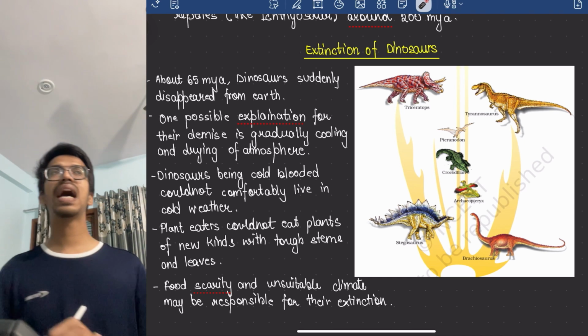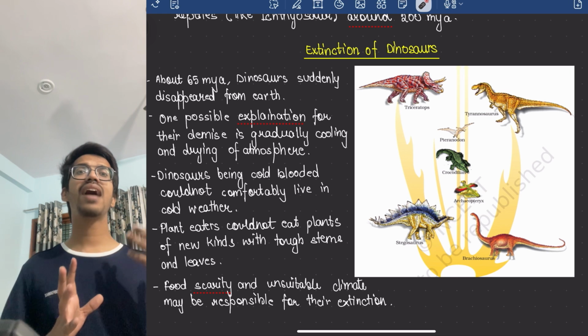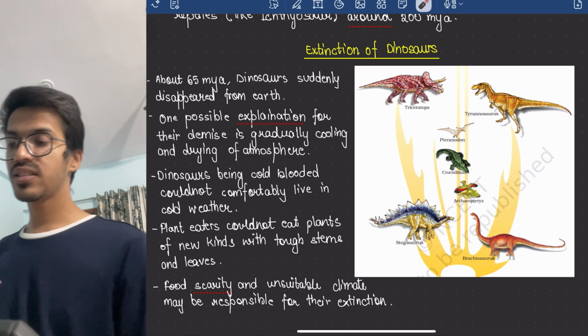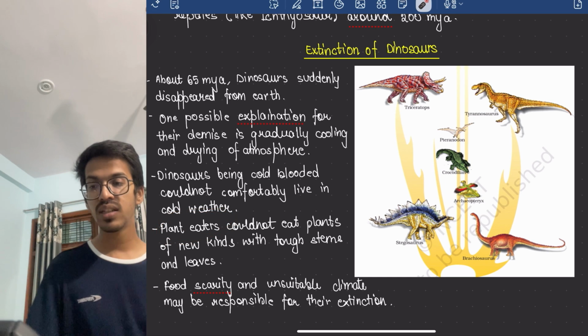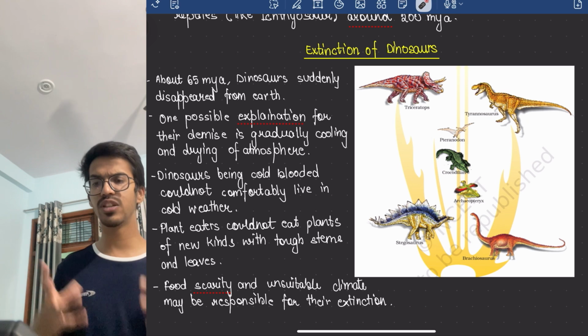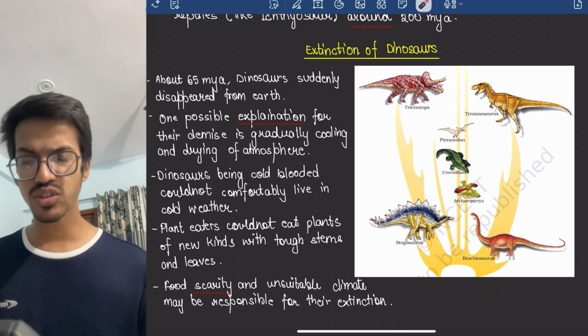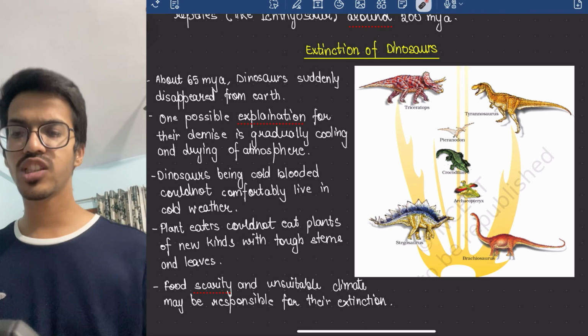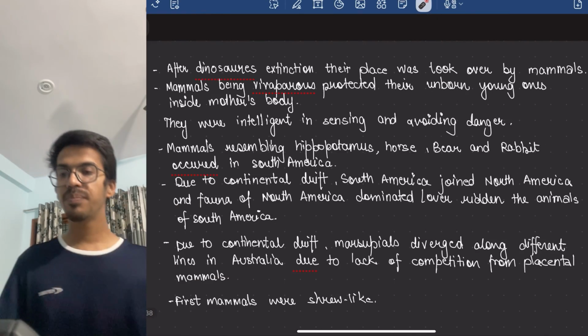Some even felt that they might have evolved into birds, and there were certain plant eaters that could not eat the plants of the new kind because of the tough leaves and all those evolutionary changes that took place. Food scarcity, unsuitable temperature and climatic conditions are responsible for their disappearance.